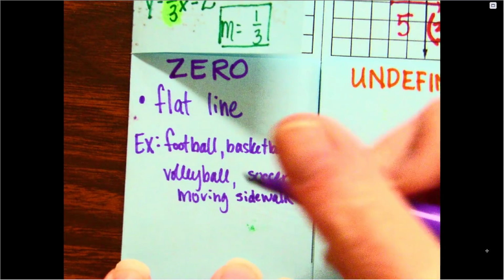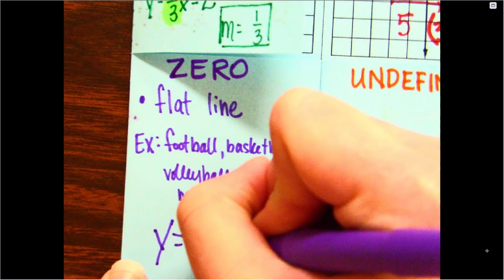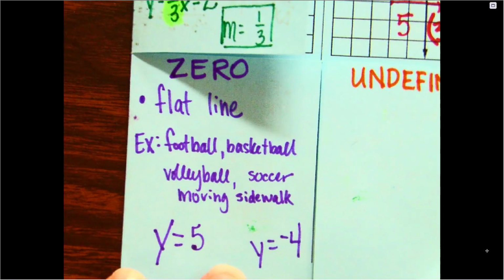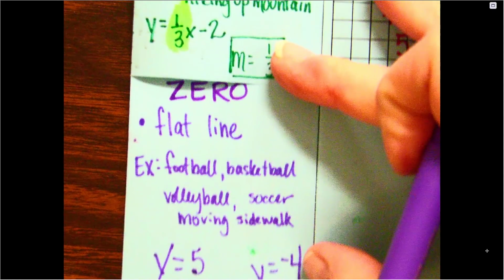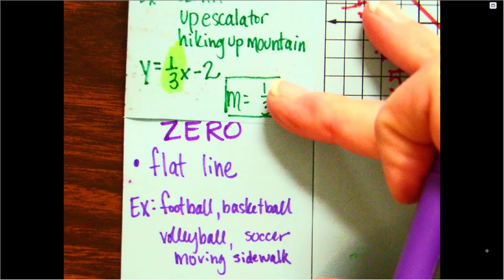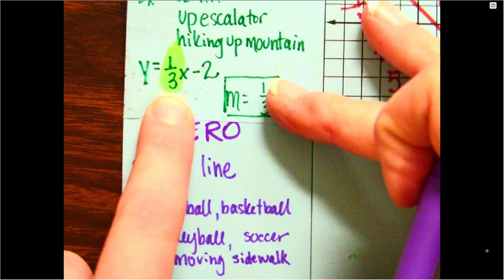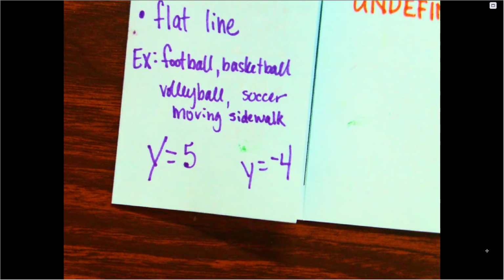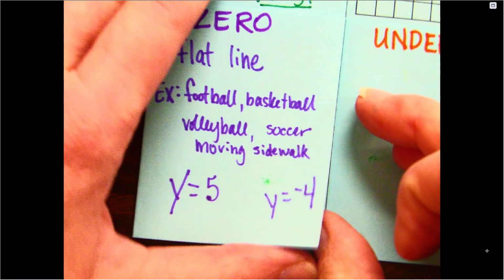An example of that with an equation is y equals 5 or y equals negative 4. So you need to notice the difference between that kind of equation and this kind of equation: y equals 1/3 x minus 2. Here we have a positive slope. Here we just have y equals 5 or y equals negative 4, y equals some number, and that gives me a zero slope when I graph it.